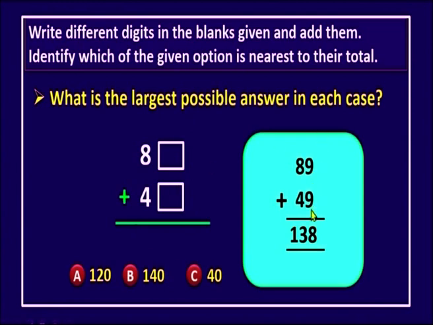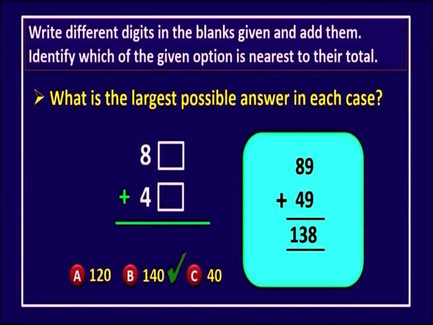So 9 plus 9, 18. 8, 1 carry over. 1 plus 8 is 9 plus 4, 13. So you got the answer as 138. But do you find any of these options? No. In the question it is given to choose the option nearest to the total. So which is the nearest one to 138? Yes, you are right. It is 140. That means option B is correct.